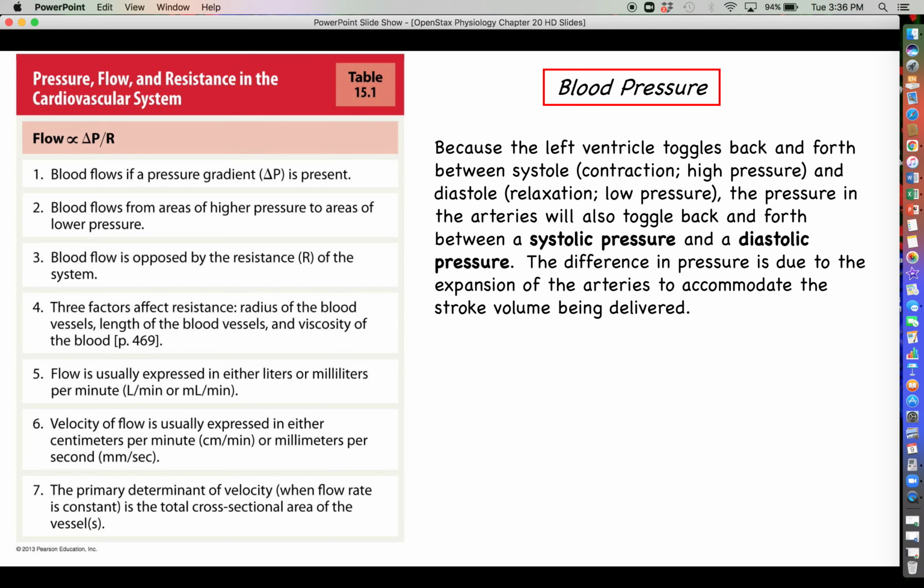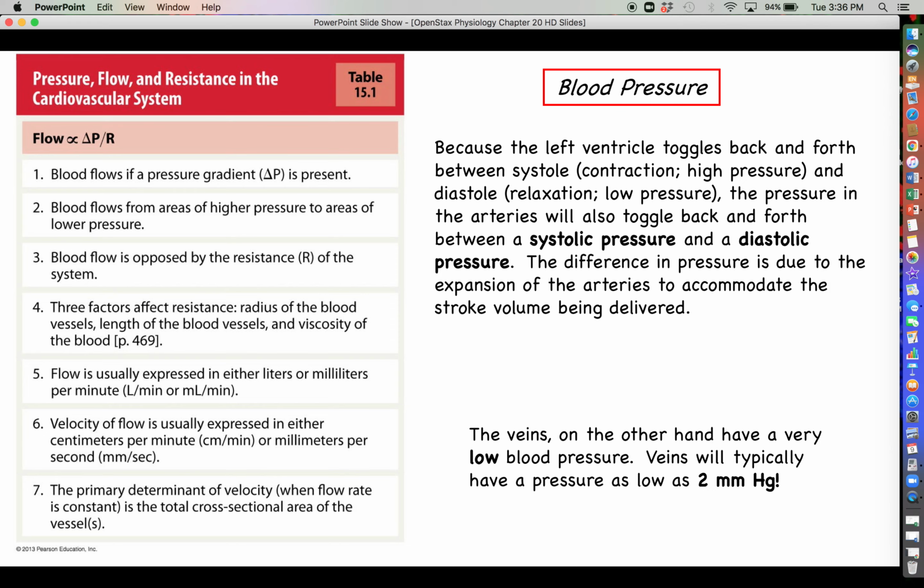The difference in pressure between the systolic and the diastolic pressure, which we will find out on the next slide, is called the pulse pressure. That is literally due to the delivery of the stroke volume. The arteries have to expand to accommodate that extra volume of blood, and as such, they experience a higher pressure. As I said, blood pressure in the casual colloquial sense refers specifically to arterial pressure.